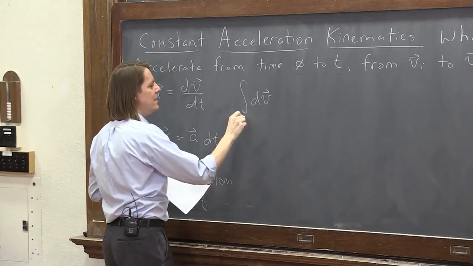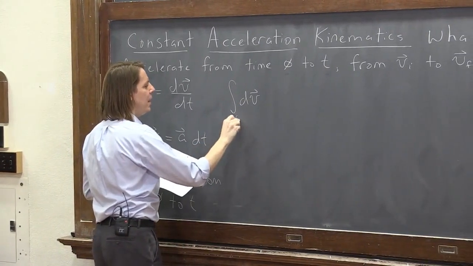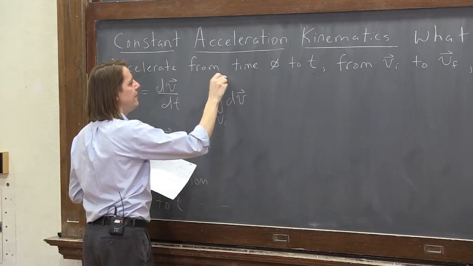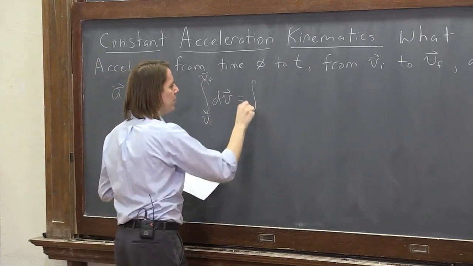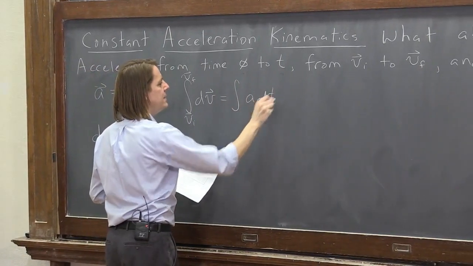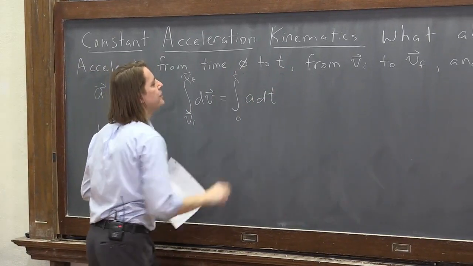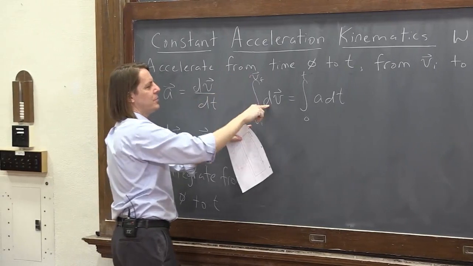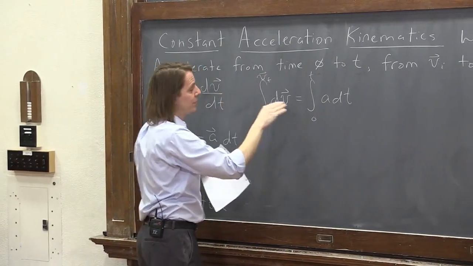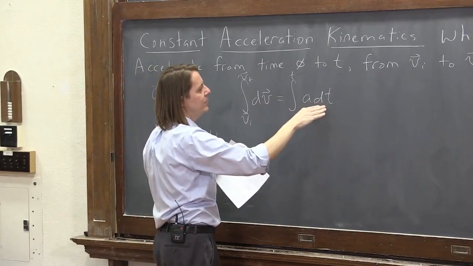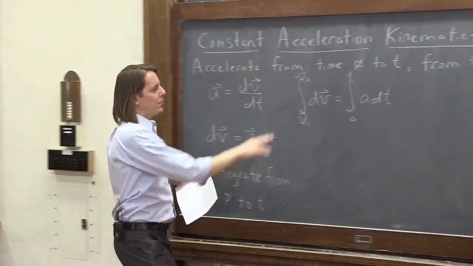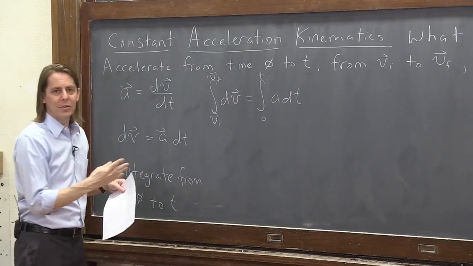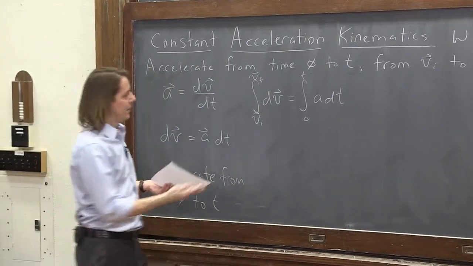You'd integrate dv from vi to vf, and that would be equal to the integral of a dt from 0 to t. Your limits have to match whatever your differential is. Here the differential is v, so they're v's. Here the differential is dt, so they are t's. If we integrate dv, the integral of dv is just v.